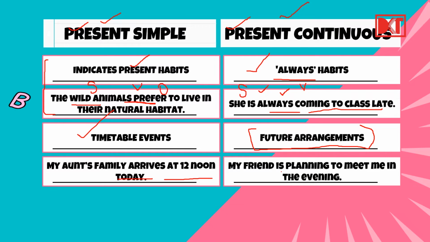Like my friend is planning to meet me in the evening. So this is your future arrangement, but you're talking about it right now. You know that we are planning to do this. So we are still planning. This is a continuous thing which is happening. And again for always also, this is also a continuous thing. She's always coming to class late. That means the habit is still continuing. Right? This arrangement is also still continuing. The planning is still going on, right? You're planning to meet me in the evening. This is the broad difference between present simple and present continuous. Alright.